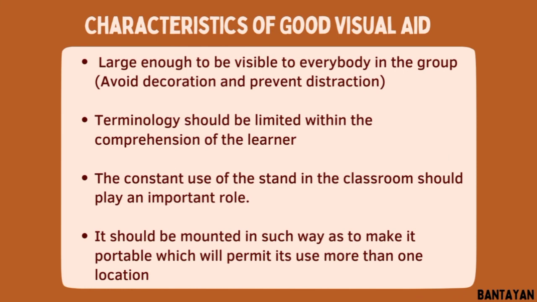Characteristics of a good visual aid. First is large enough to be visible to everybody in the group. Avoid decoration and prevent distraction. So, a good visual aid should be large enough to be visible for everybody in the group, ensuring that all students can see the content clearly.